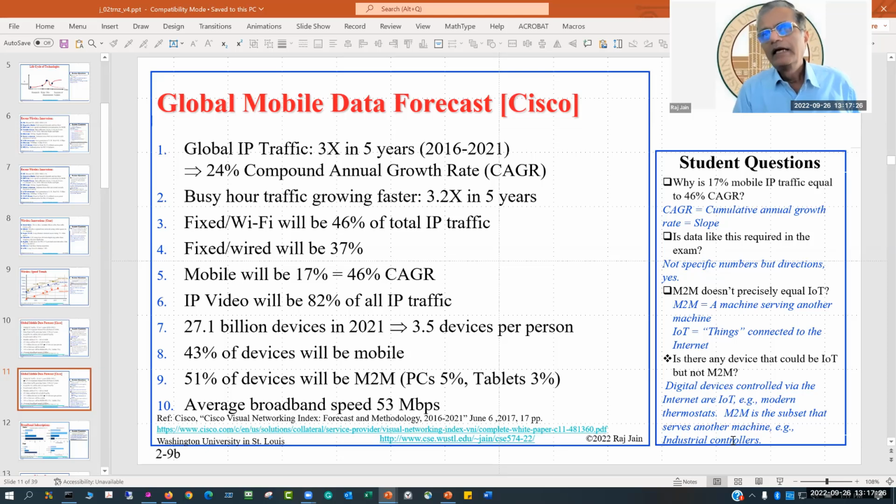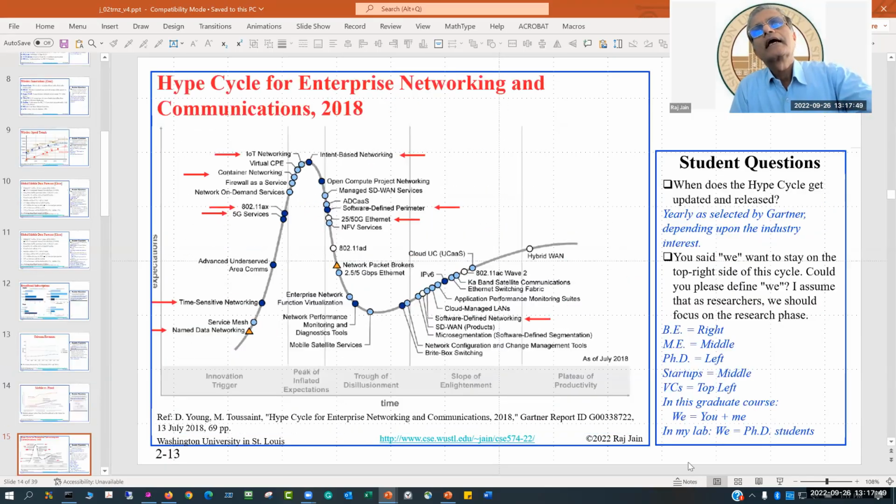Okay, so the easy one was the industrial controller. So there are two examples. What is IoT and what is M2M? M2M is a subset of IoT. Anything that is connected to the internet is IoT, but some of them are also controlled by a machine, and that becomes M2M. All right. Next.